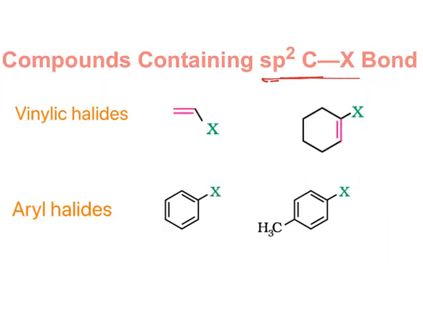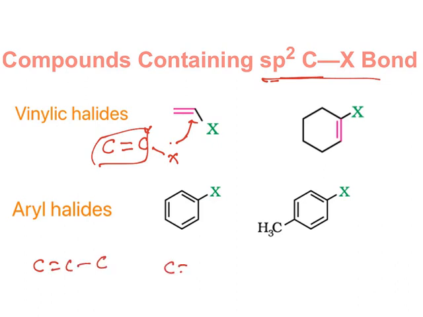Now, sp2 carbon. Vinylic is a double bond carbon, and to this, so this carbon is vinylic carbon. Understand the difference: allylic is 3 carbon 1, vinylic is 2 carbon 1. Now, vinylic halides: here both the carbons' hybridization is sp2. So these are related to sp2 carbon with halogen attached.